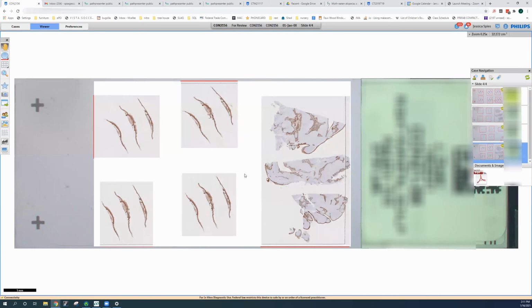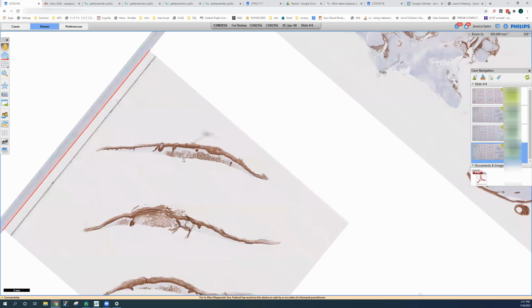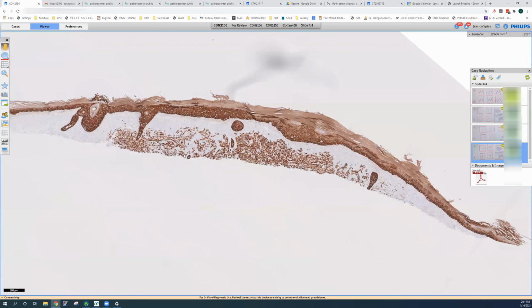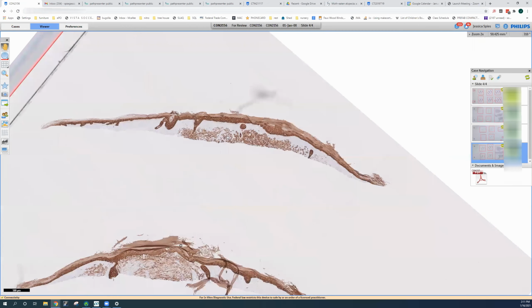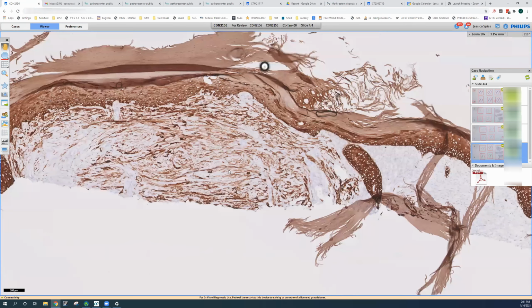Here's a keratin 5/6. You can use other keratin stains. This is really considered the best one for this differential diagnosis. And you can see our spindle cells are staining. So this is not melanoma because it's keratin positive, and this is not AFX because it's keratin positive. This is a spindle cell squamous cell carcinoma arising in this actinic keratosis.